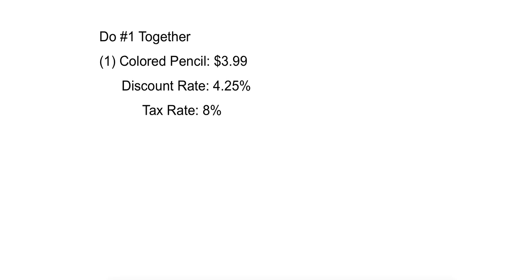So let's do number one. This is the first one on your worksheet that's attached at the bottom. They're telling us we're going to buy some colored pencils today. They're discounted 4.25%, but the tax rate is 8%. So the tax is more than the discount, so we're going to end up paying probably more than we want to. So let's take it first thing. They're $3.99 times, back it up, 0.0425.